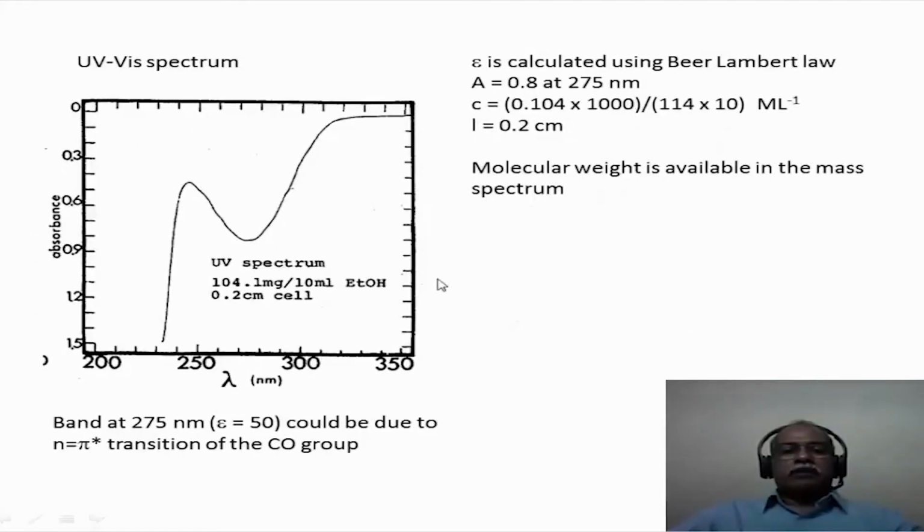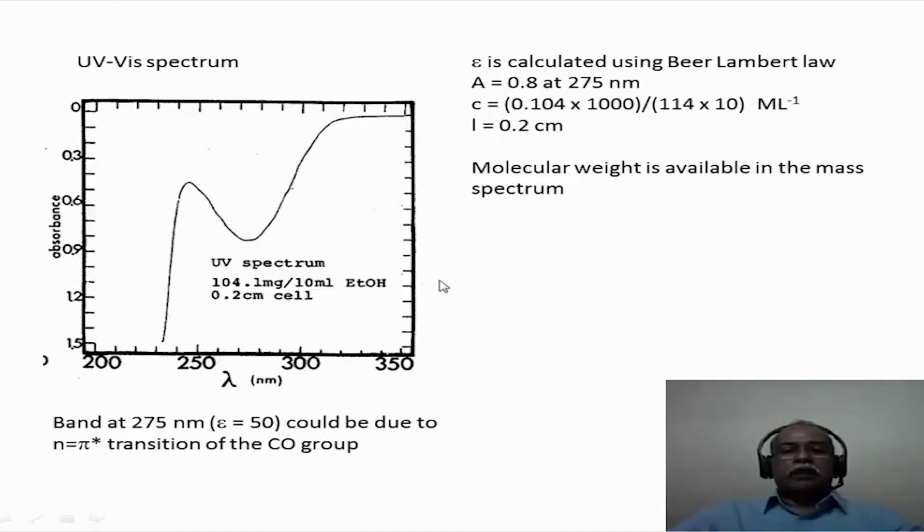This is a UV spectrum. For the first time we are trying to analyze a UV spectrum in this module. There is a band at 275. In fact, the UV spectrum is plotted upside down. This is 0 value of absorbance and this is 1.5 value of absorbance. Usually we start 0 from here and go up in the scale of absorbance. In this particular case it is reversed, so one has to read the spectrum from top to bottom. The 275 nanometer peak has an epsilon of 50.